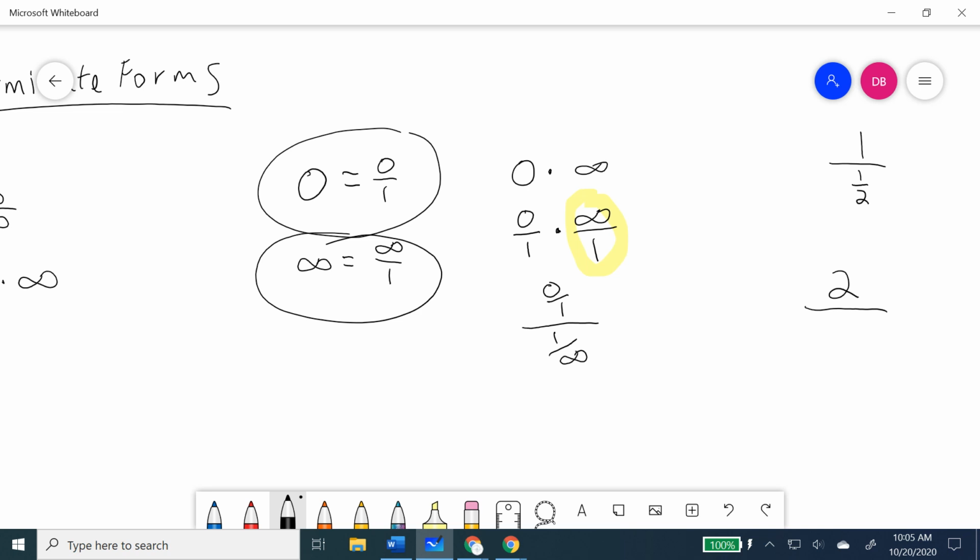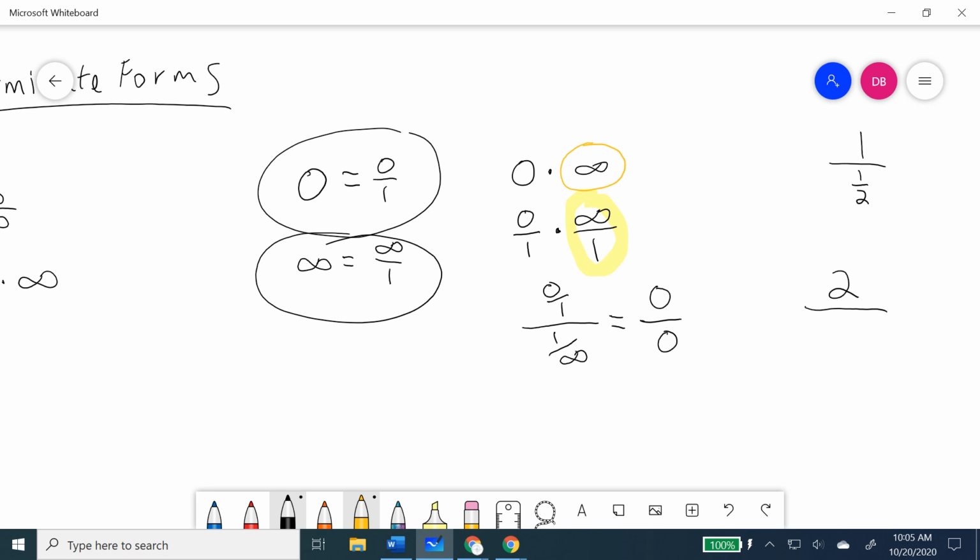Now, what is 0 over 1? And I'm loosely putting an equation right here. But what is 0 divided by 1? 0. What is 1 divided by infinity? Also 0. So what I want you to see is if you have 0 times infinity, if you decide to take the infinity and reciprocate it to the denominator, the reciprocal of infinity is 0.